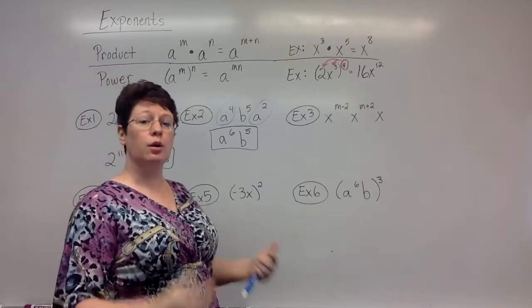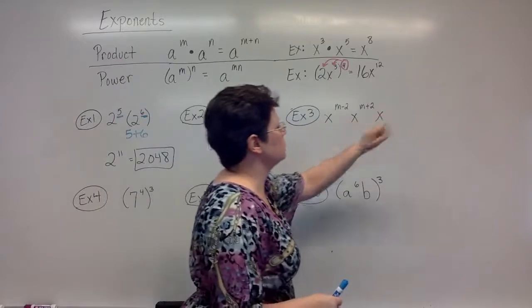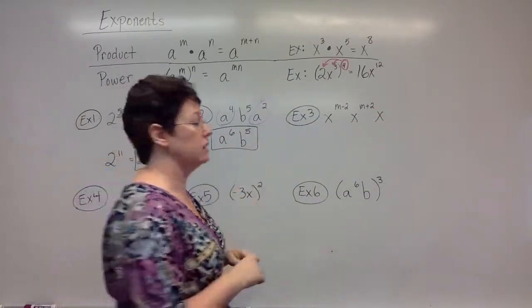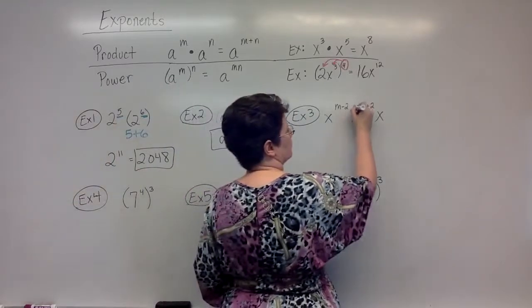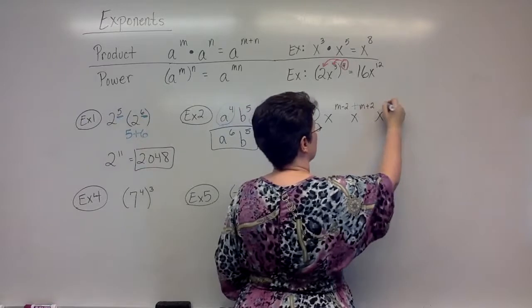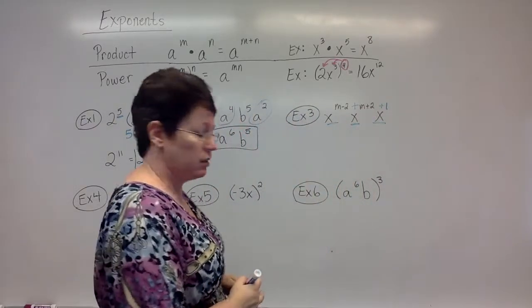Example 3. Are we adding the exponents or multiplying? Well, here we're doing individual multiplication. I don't see parentheses with an exponent on the outside. So we're going to add them. Well, what's the exponent of the last x? It's a 1. All of the bases match, so we can add them together.